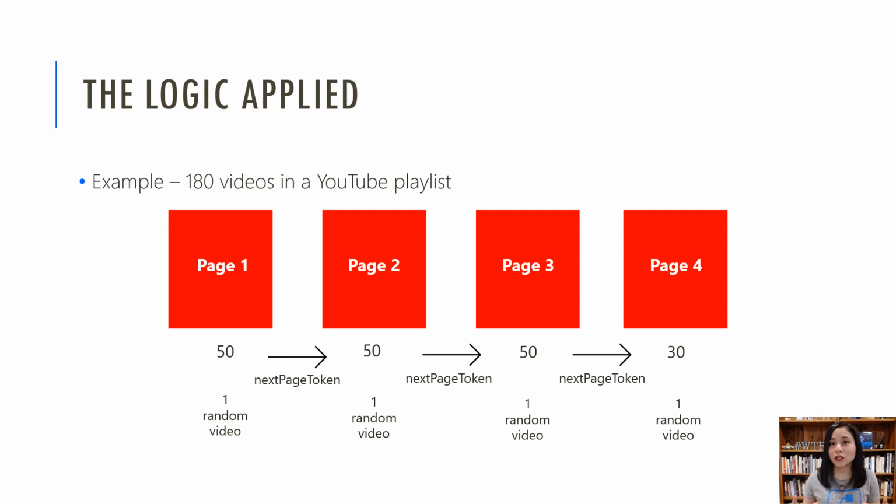Once all pages have been looped through and we have grabbed a random video, we are then going to create our array. So in our array, we've got 4 random videos, and from those 4 random videos, we're only going to select one video, which is then going to be shared to our colleagues and peers. So without further ado, let's jump straight into the demo.